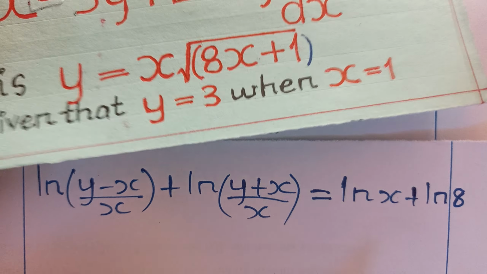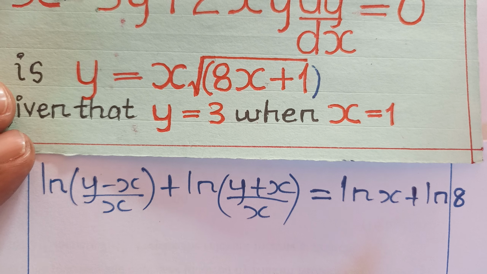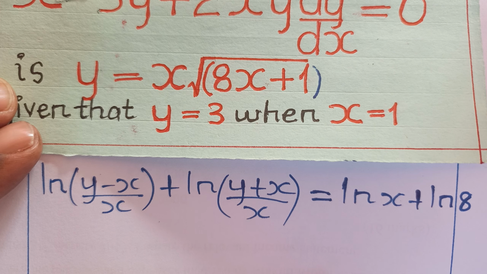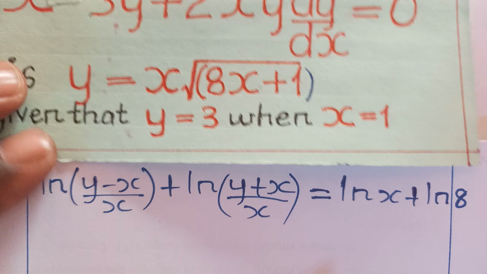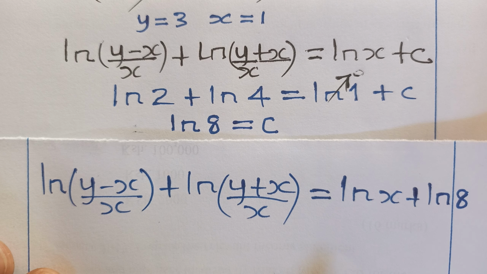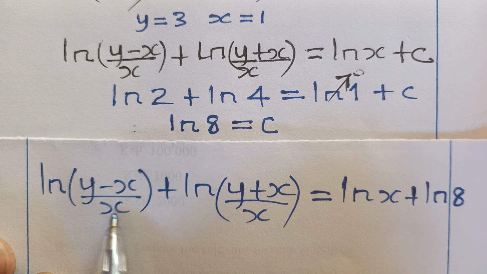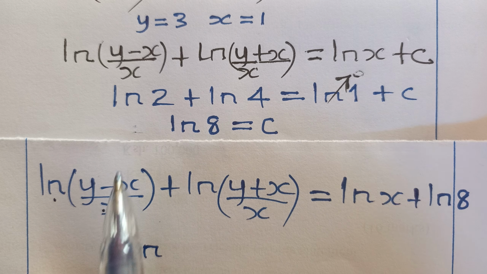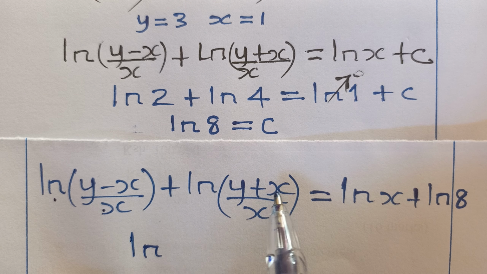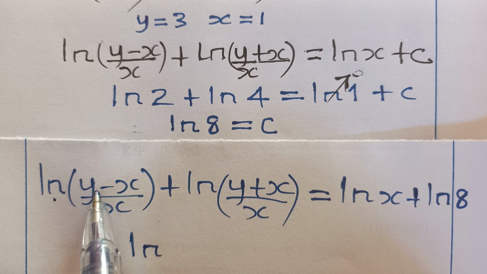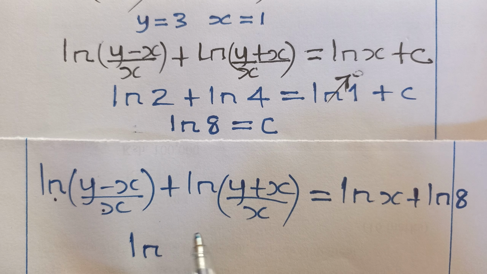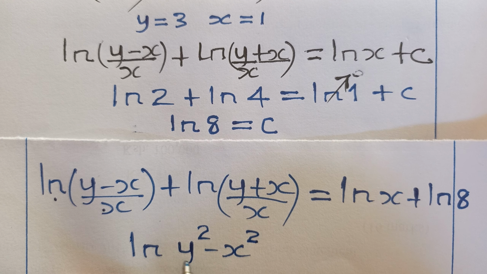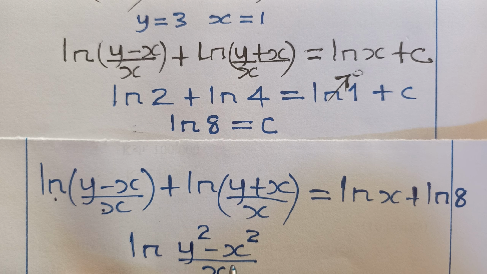And now we want to make y the subject of the formula. As you can see here, we have y equals x square root of 8x plus 1. Guys, this is what we are now going to do to make y the subject of the formula. And guys, now this is where we use the laws of logarithms, such that this one now becomes natural log of, now from logarithm we are supposed to multiply this. So when we multiply them, guys, as you can see, this brings about a difference of two squares. So this is y squared minus x squared all over, this one now becomes x squared.